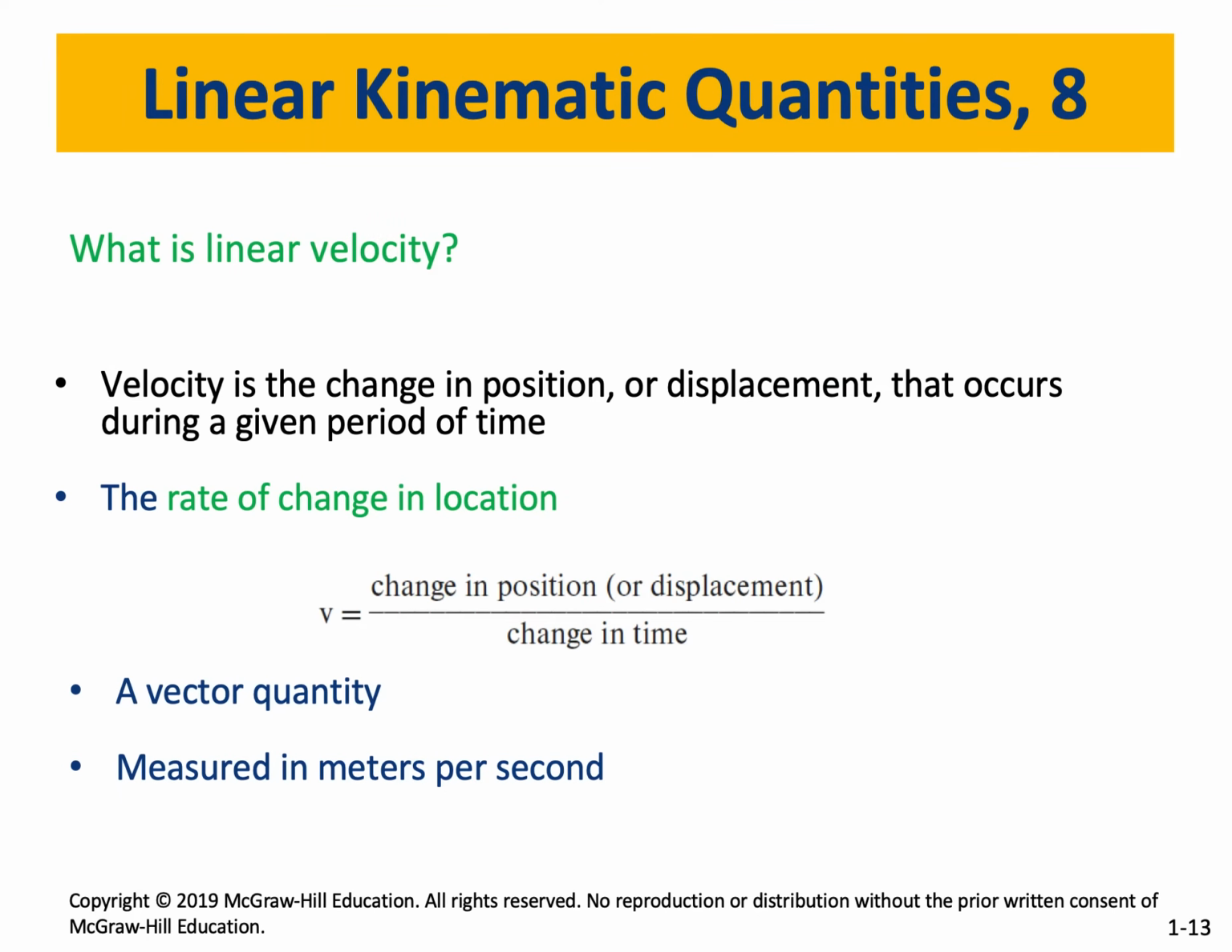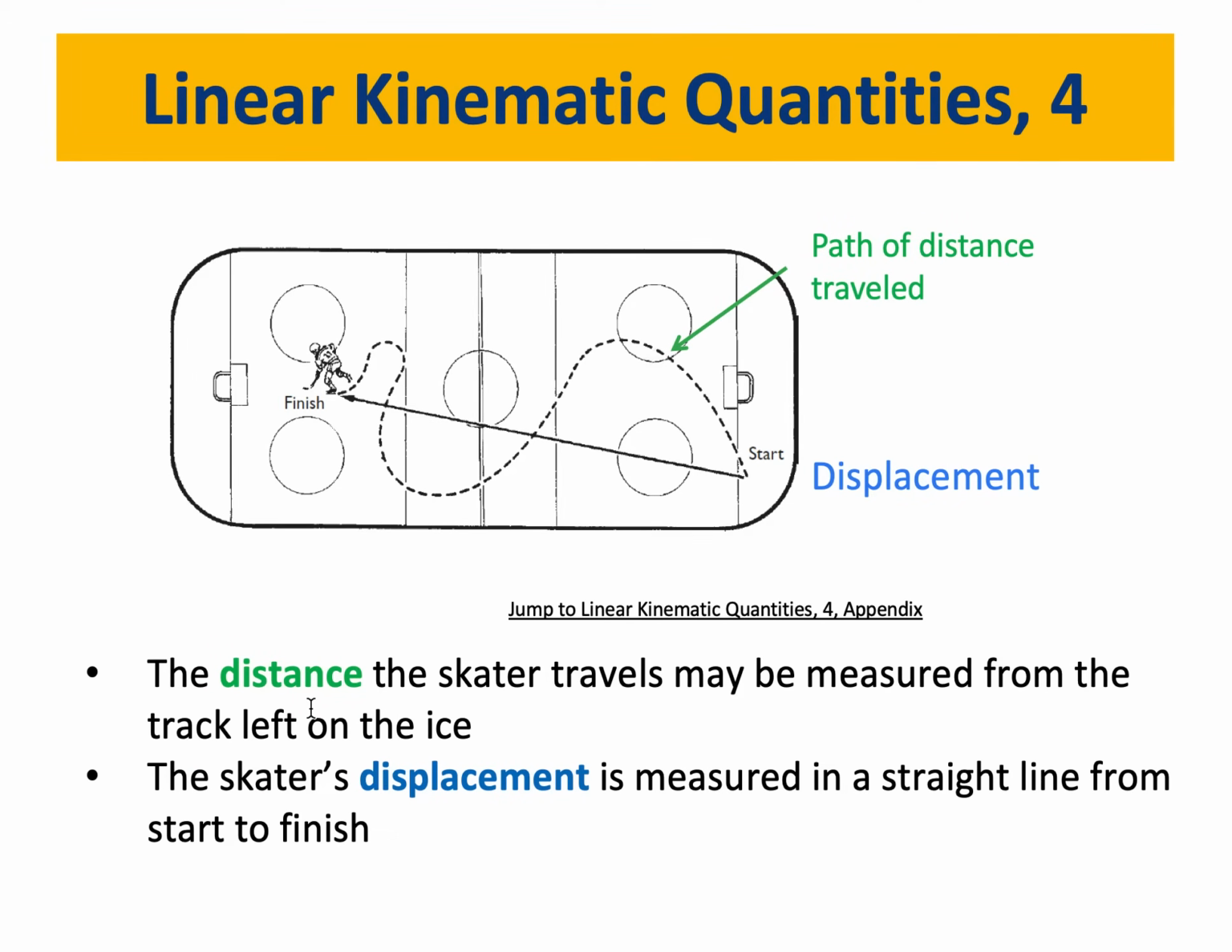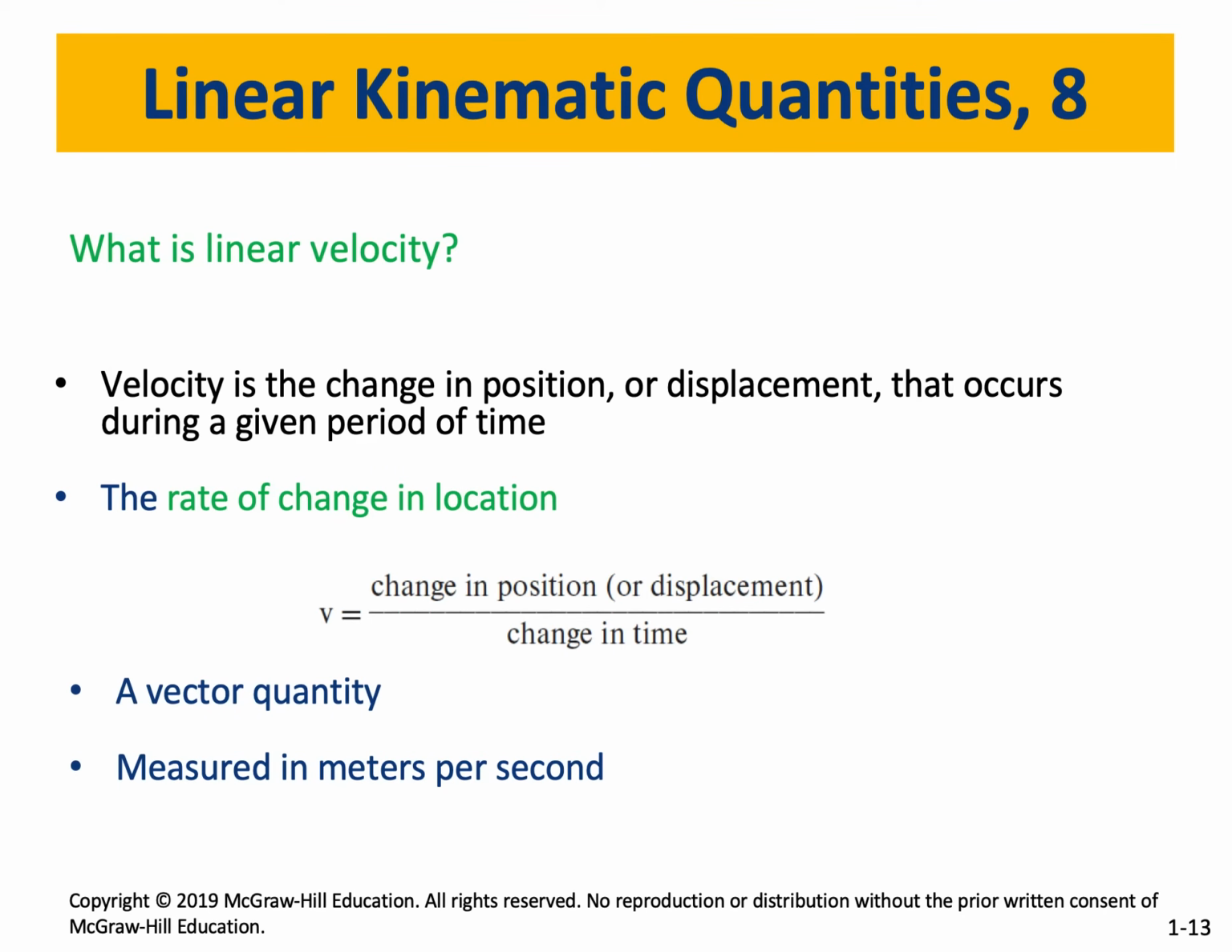Another thing, we started with displacement and distance, then linear speed, and now we're talking about linear velocity. Velocity is a change in position, or displacement, so it's not the distance, it's the displacement that occurs during a given period of time. It's the rate of change in location, it's a vector quantity, and it's measured in meters per second. When we talked about speed, we were using the distance, which is scalar. Now when we talk about velocity, we are using displacement, not distance, as a function of time. This is defined as the linear velocity.